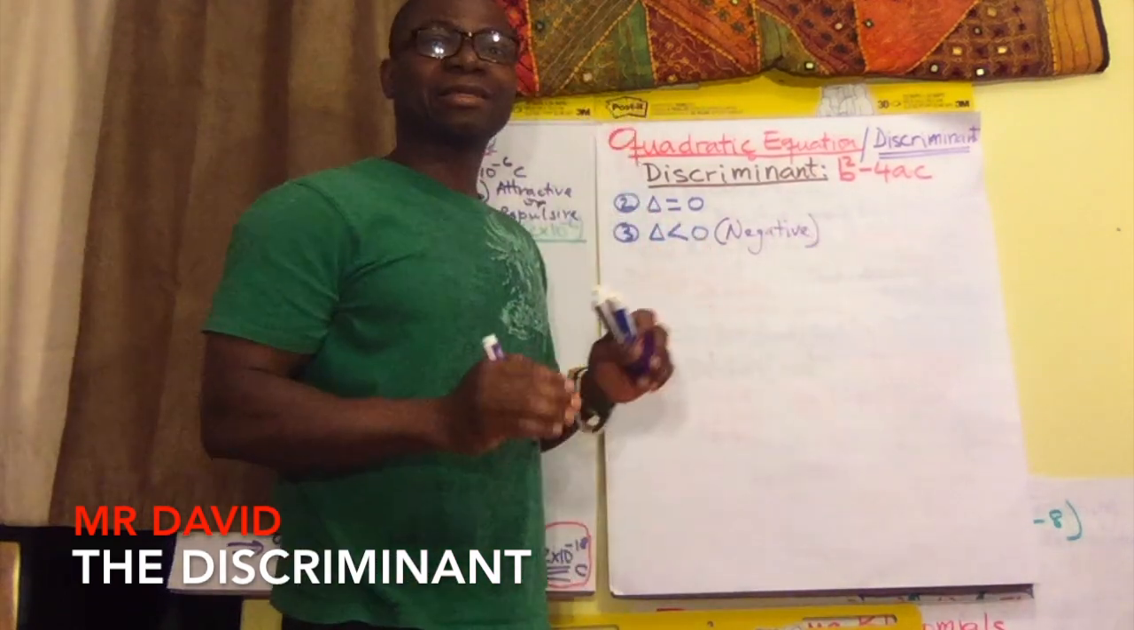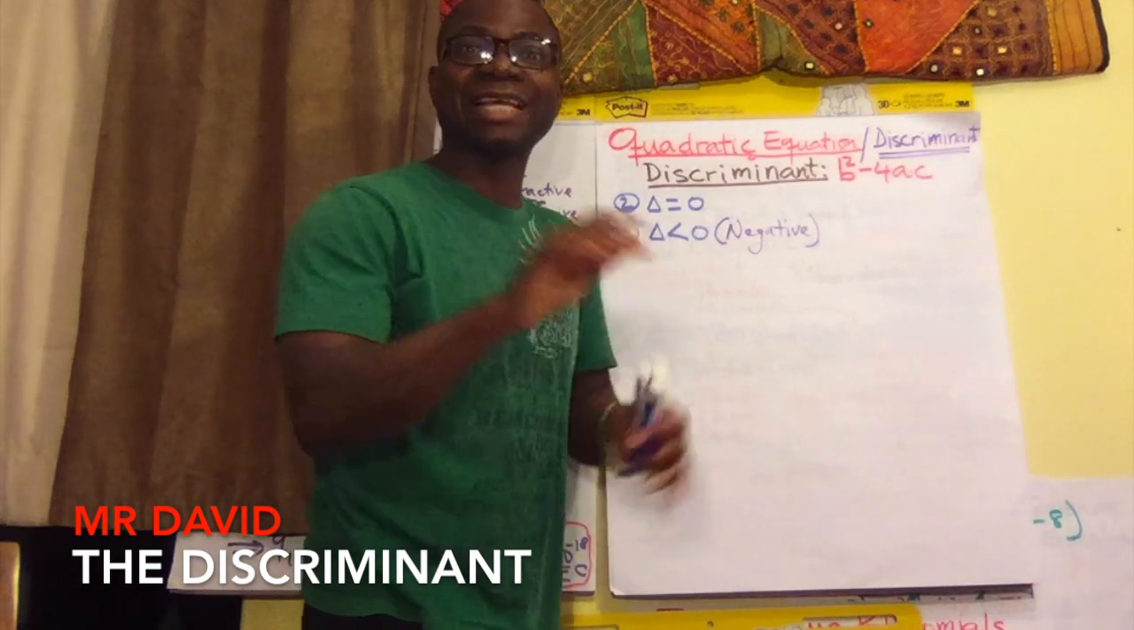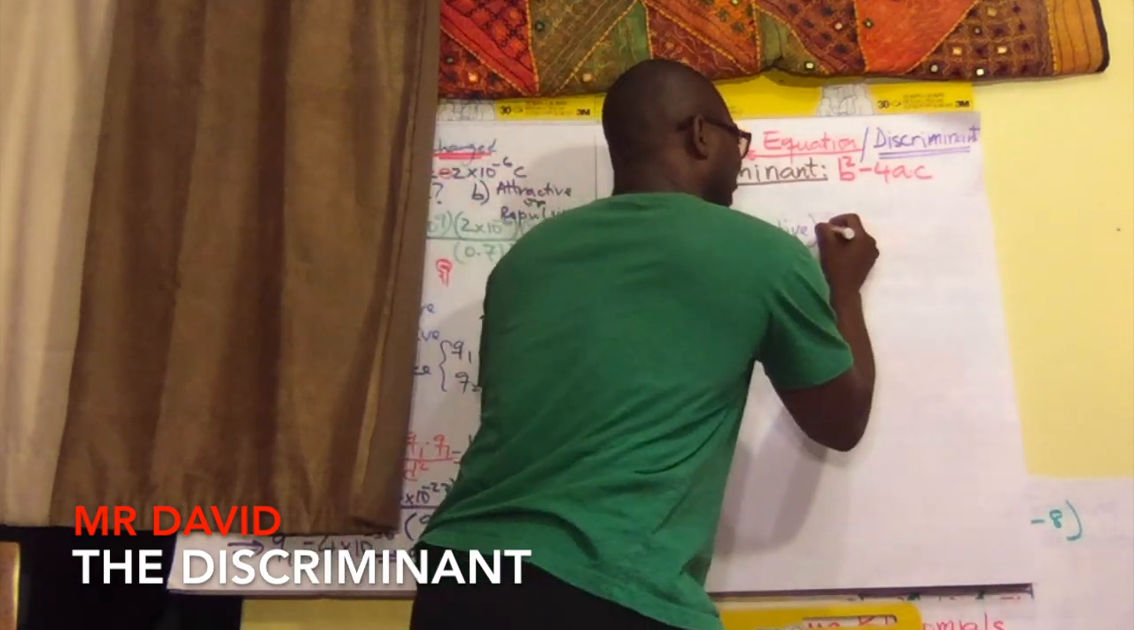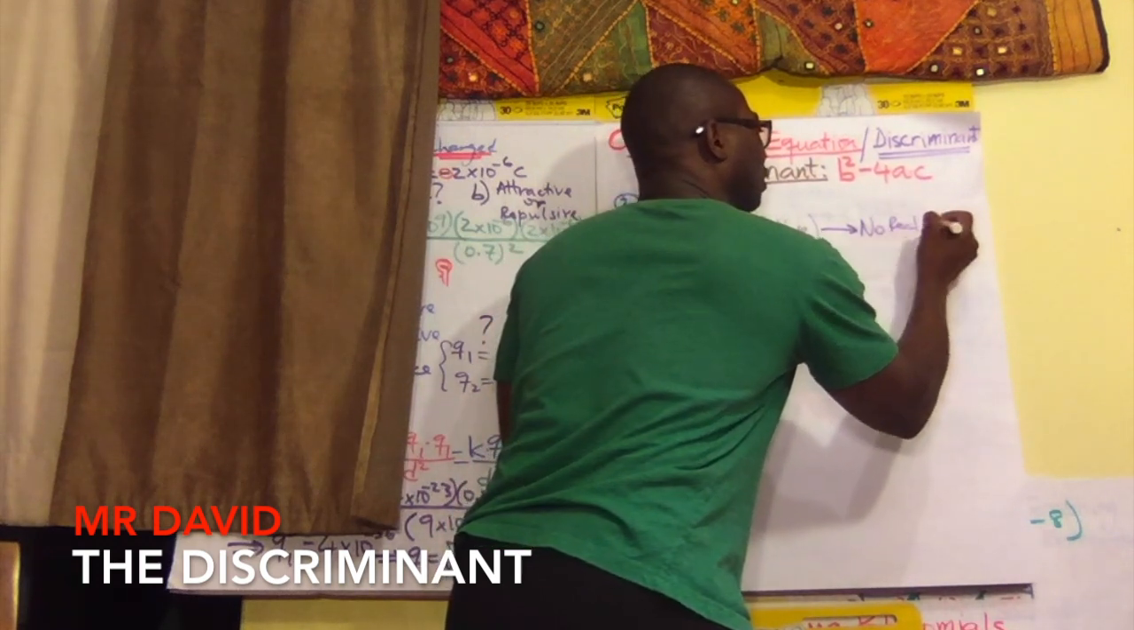What it means is our graph never touches the x-axis. So it means there's no real solution. No real solution.